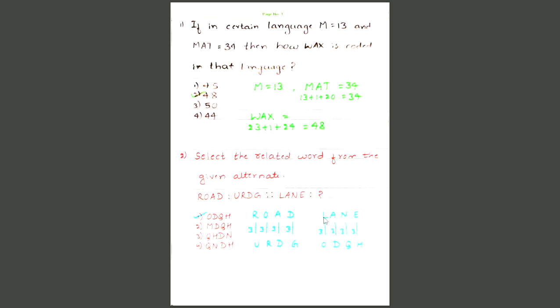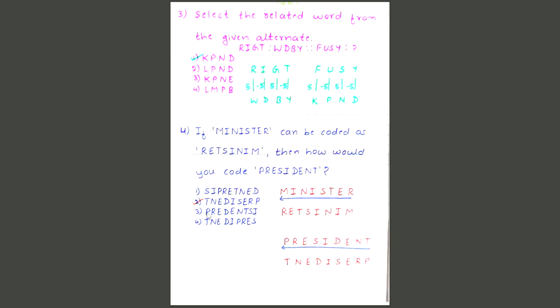Here L is the 12th letter, we are adding 3, it is 15. The 15th letter is O, and A is the first letter, we are adding 3, then the 4th letter is D, and N is the 14th letter, we are adding 3, then the 17th letter is Q, then E is the 5th letter, we are adding 3, that is 8, the 8th letter is H. So LANE is coded as ODQH. It's the first option.